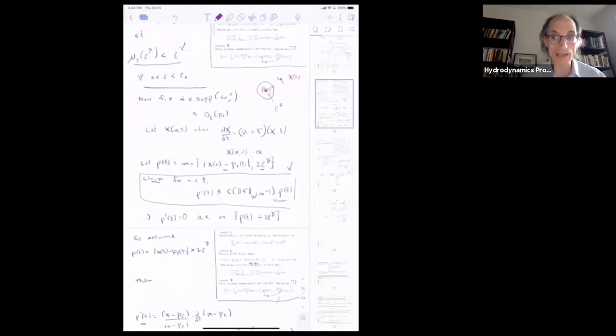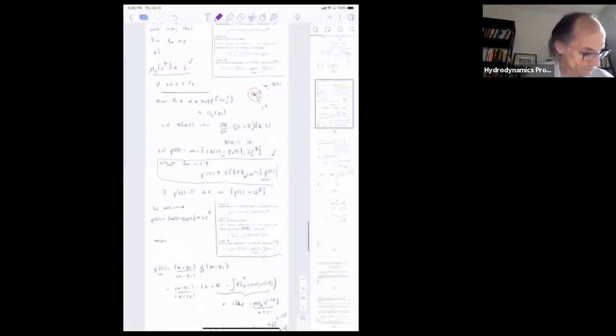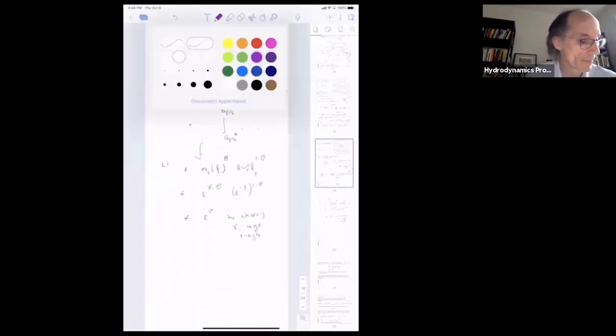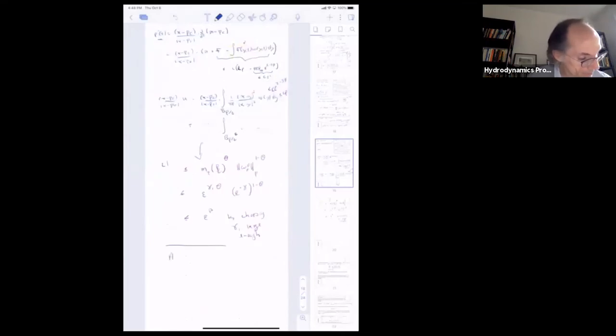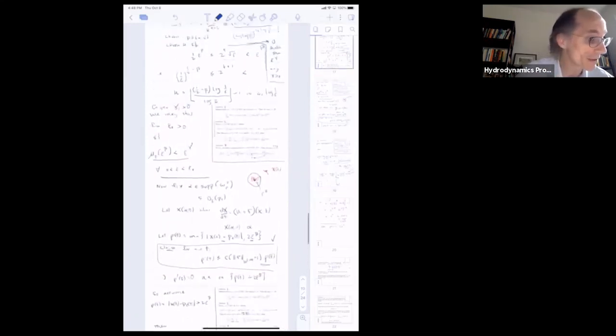And then once we have the claim, we can use Gronwall's inequality. We know also that rho of 0 is 2 epsilon to the beta. Rho was the distance from this point in the support to the center of vorticity and epsilon to the beta, and this shows that it was the, I said min, I should have said max. I'm sorry.